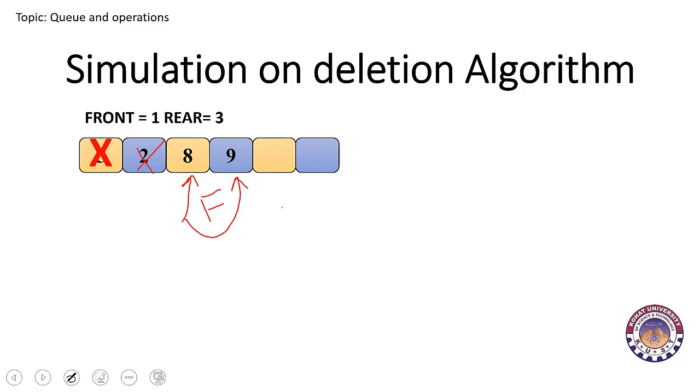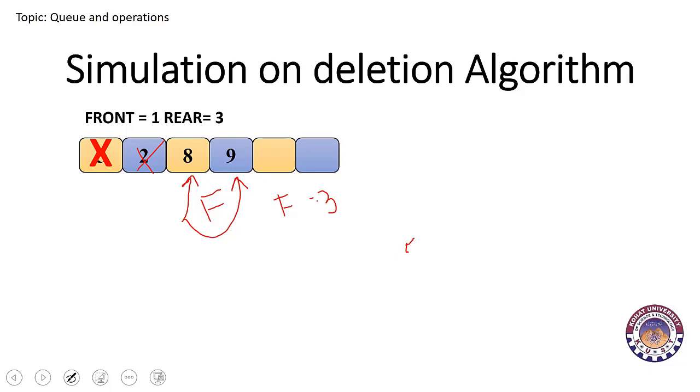So the front value will be 3, and there will be only one value left, the 9 value, and rear will be the same, 3. In that case front and rear values both will be 3.